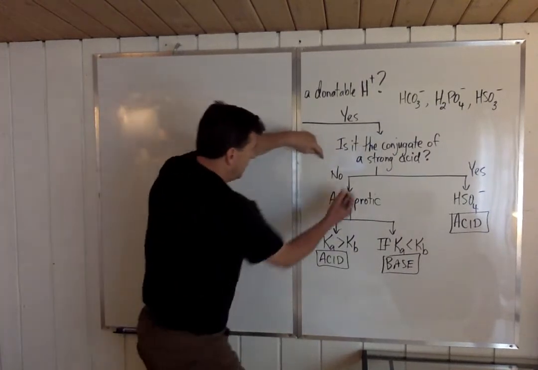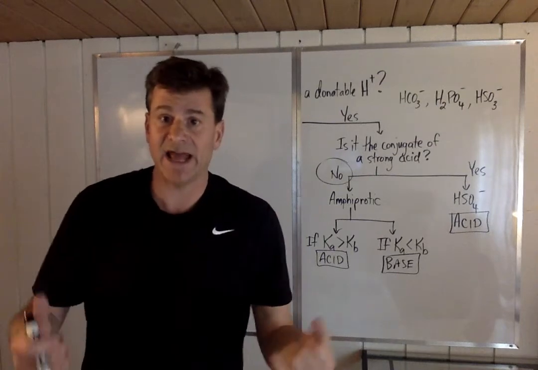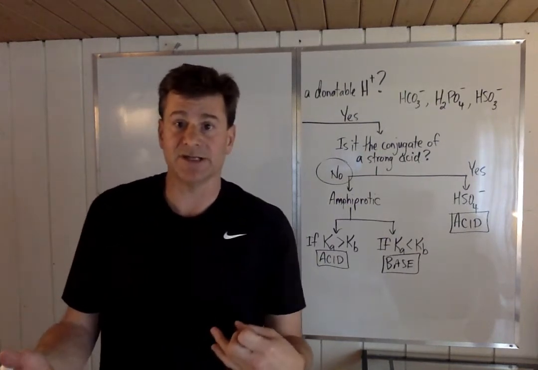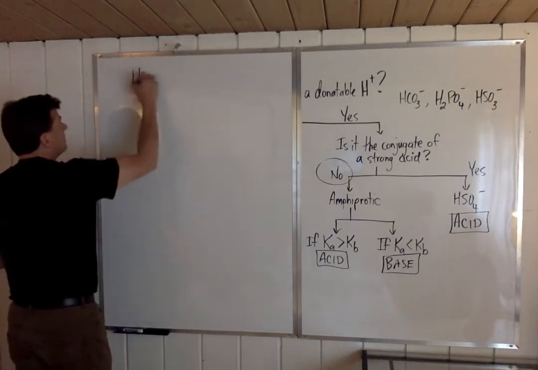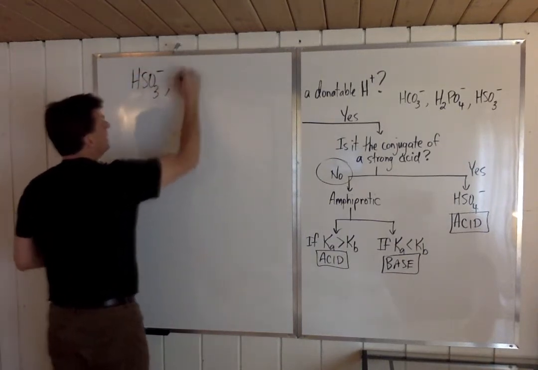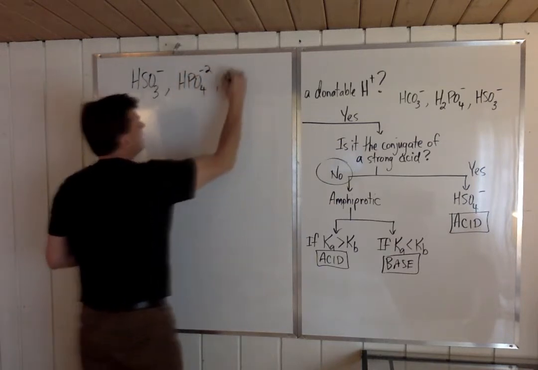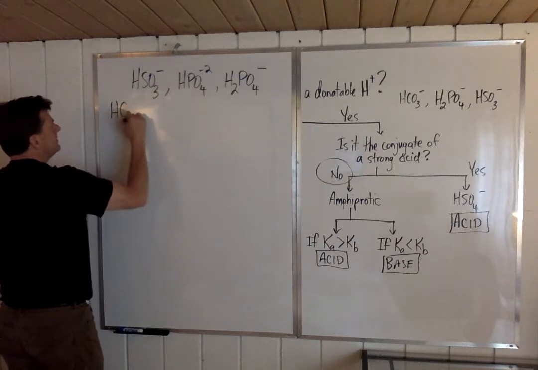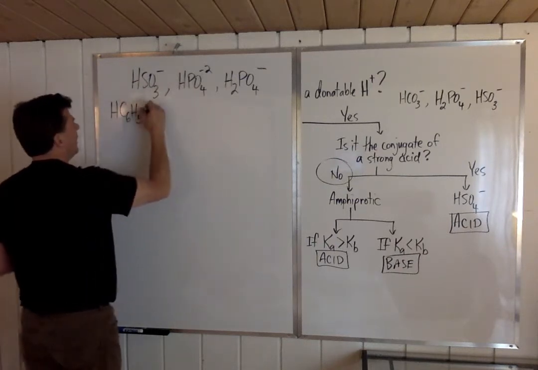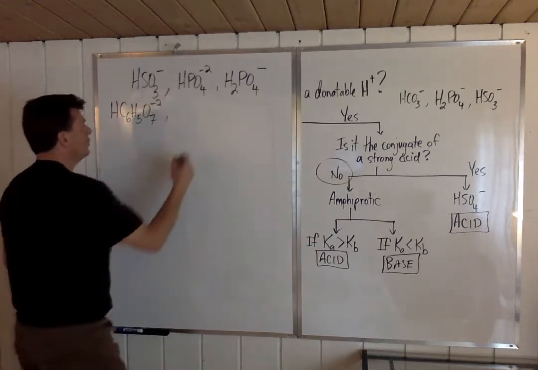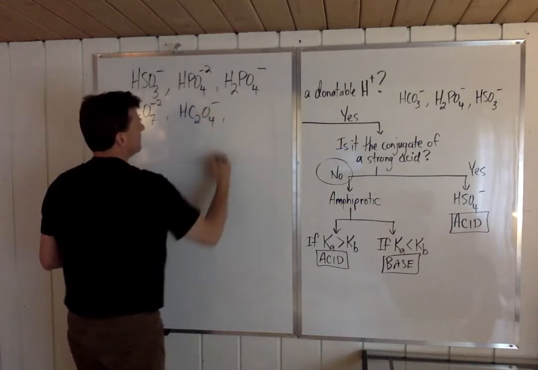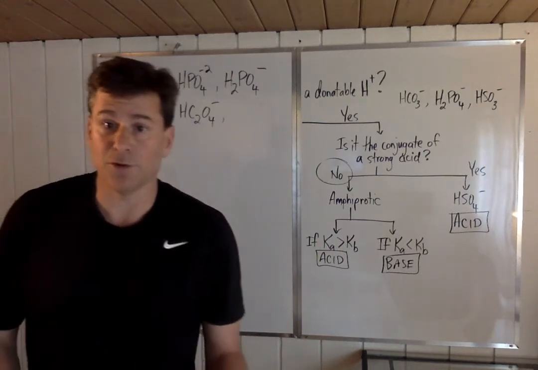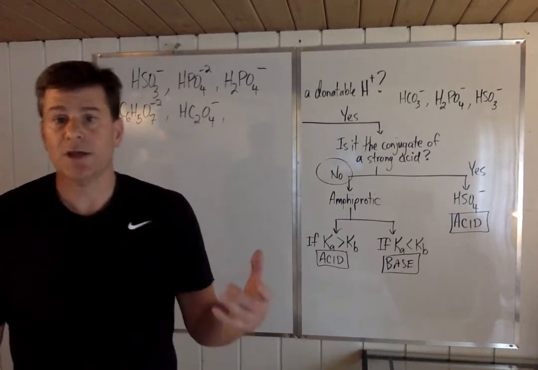Let's pretend I've just answered this. I have an anion that has a donatable H and is not the conjugate of a strong acid, so it's anything but HSO4-. It could be HSO3-. It could be HPO4 2-. It could be H2PO4-. It could be HC6H5O7 2-. It could be HC2O4-. You get sick and tired of talking about all the amphiprotic things that are out there. There's a lot of amphiprotic things. So all five of those would fit into this category.